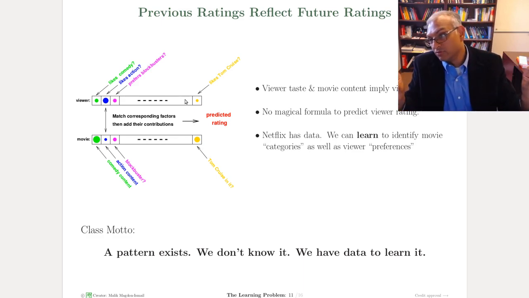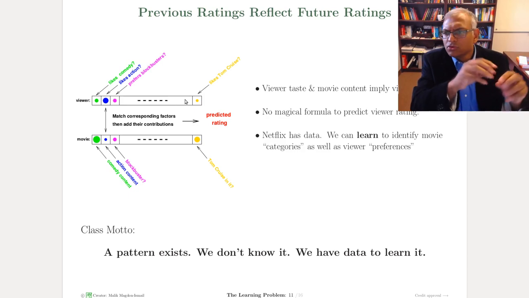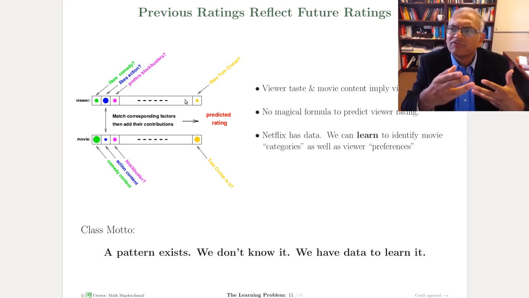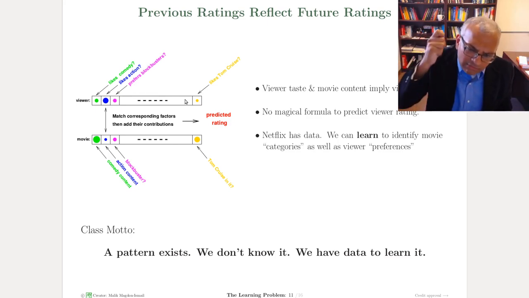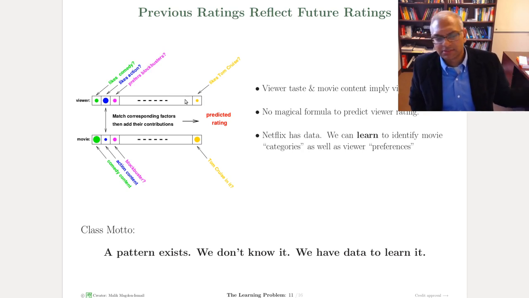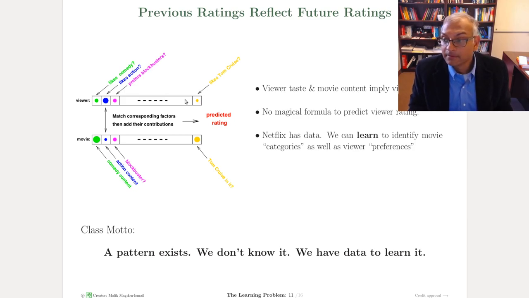So there's my viewer taste, which is described by a set of attributes, like how much do I like comedy, how much do I like action, and we can correspondingly assign to a movie how much of each attribute the movie has. And it is reasonable to expect that if you knew a viewer's tastes and a movie's content with respect to those tastes, then there should be some magical formula that you can use to convert that into a single number, which is how much you think that viewer would like that movie. So let's call this magical formula a pattern that relates viewer taste and movie content to how much the viewer would rate that movie.